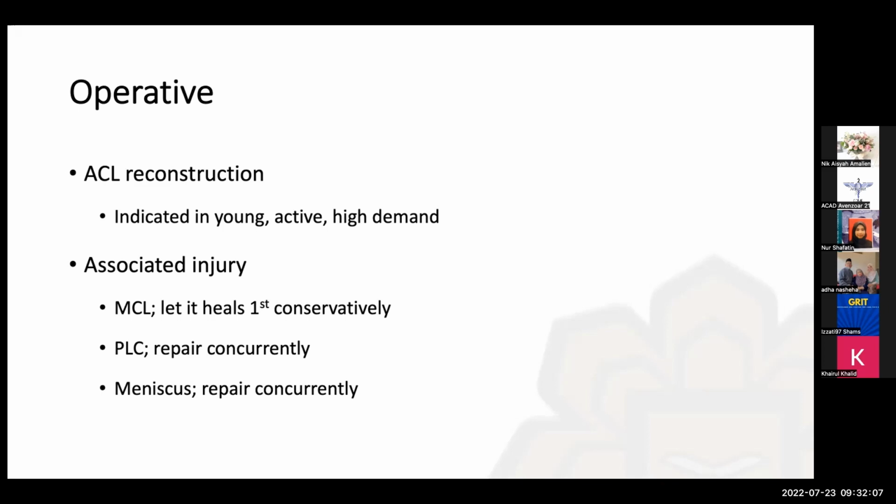Ini question for the ACL. ACL ni biasanya soalan apa? Kes yang wajib yang ada dalam exam. Ada soalan? Any questions? Tak ada soalan? Faham?